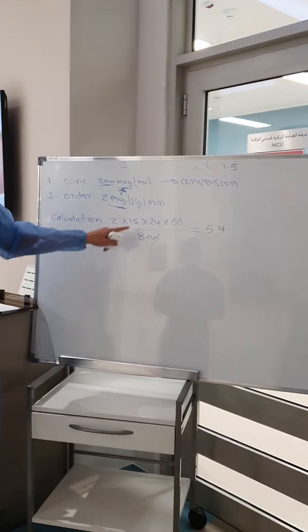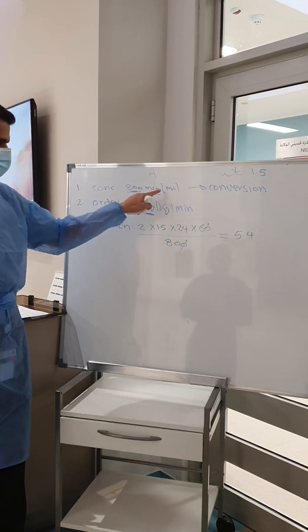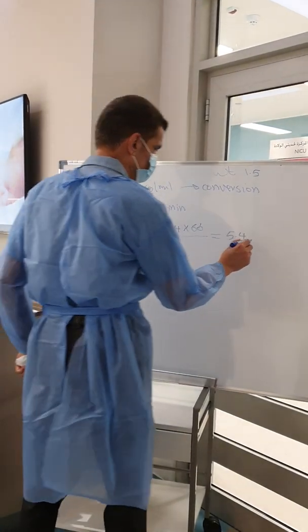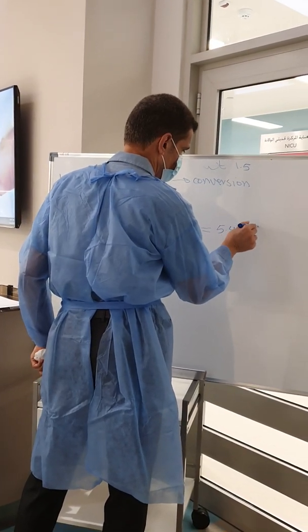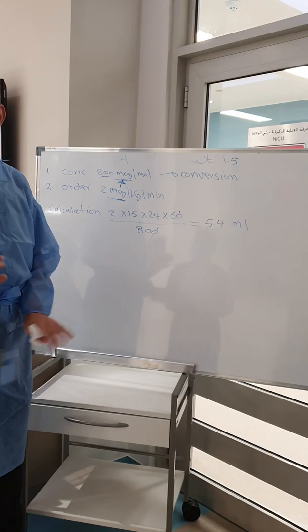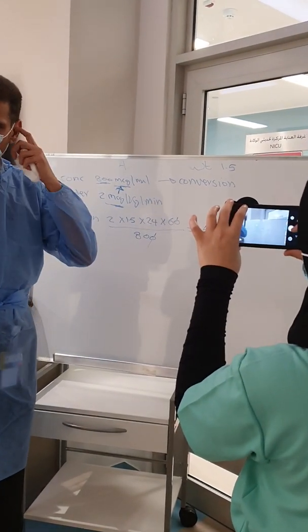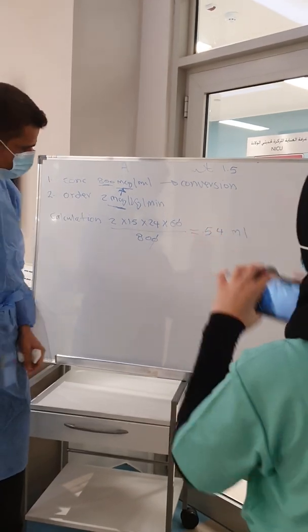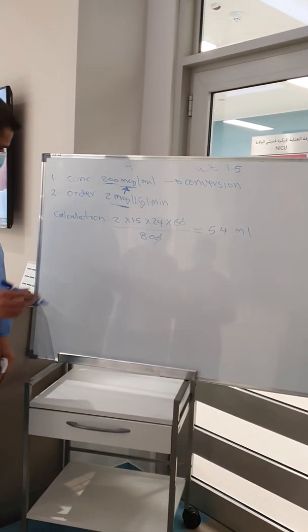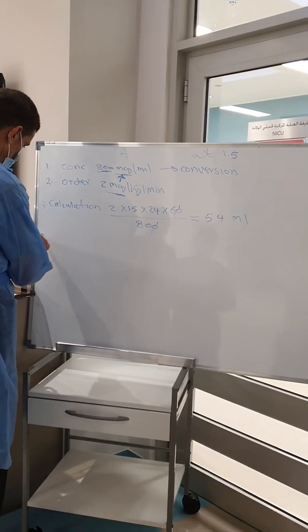I think it should be per kg with this concentration usually. So let's assume it's 5.4. As far as this is more than 0.1, you don't need first dilution. If this came to be less than 0.1, you need a first dilution. Now you need to run it over 24 hours.